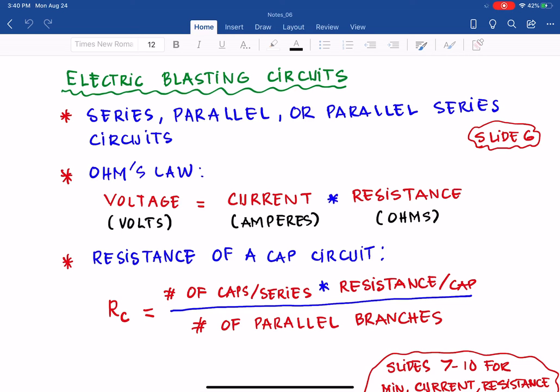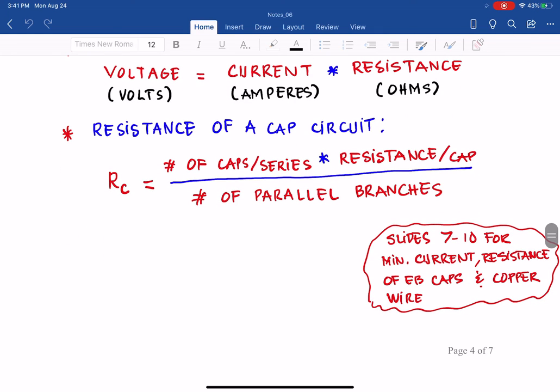In the previous video, we learned blasting and used an electric blasting circuit to blast the rock. And we reviewed Ohm's law and how to determine resistance for parallel and series circuits. And we have a reference for different tables to determine the resistance, minimum current, etc.